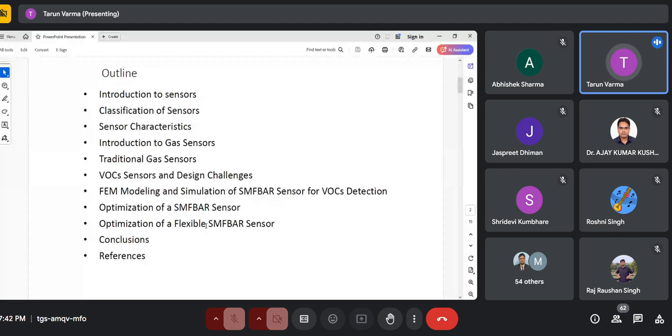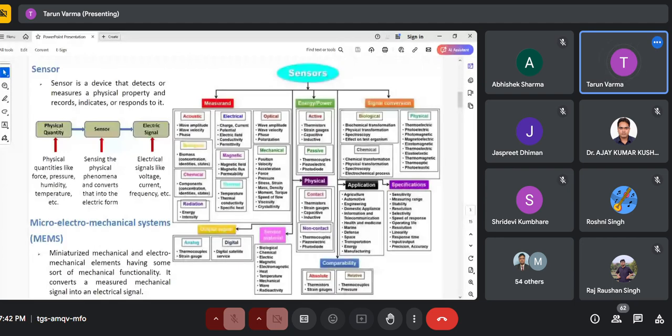Is the pointer also available? Is it visible? Fine.